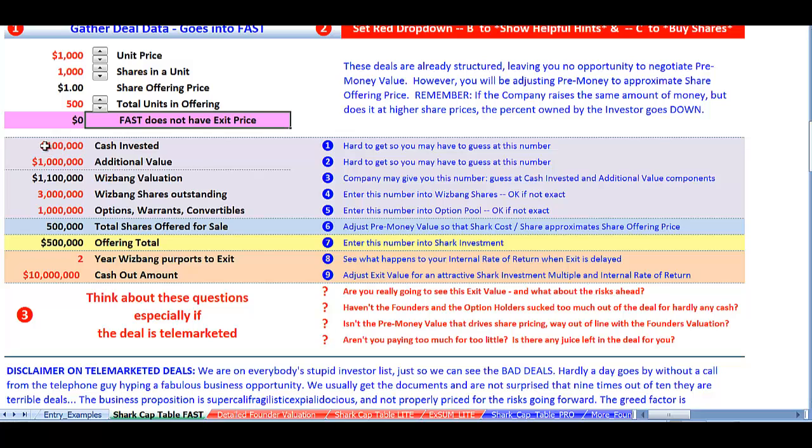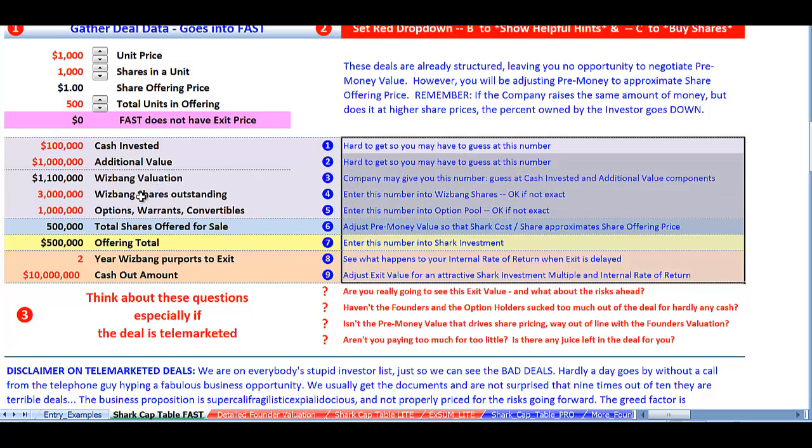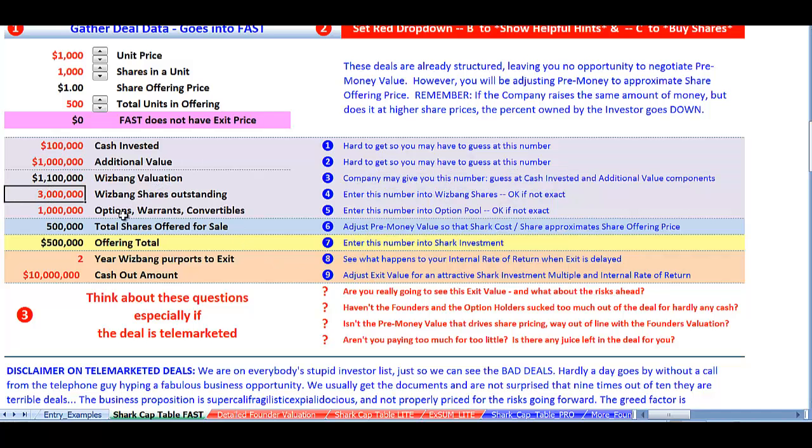Now these get to be a little tricky. You have to dig to find how much cash they've actually invested. They'll tell you, oh, they've got $1 million or $5 million of additional value. Well, I don't believe it, so I always cut the additional value down. Read along here, and this will give you an idea what you're up against. You have to read exceptionally well to get the shares outstanding, and especially the options, warrants, and convertibles. If you don't do this one, you're going to get diluted, and you won't understand why after the fact.